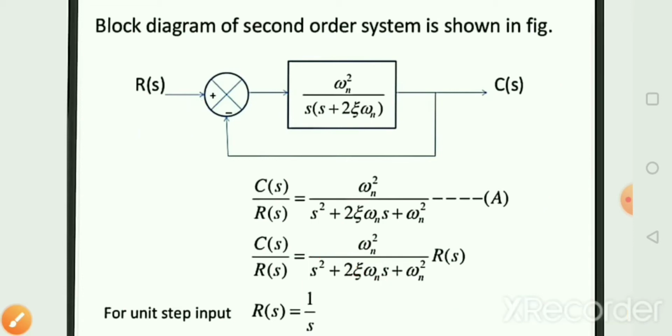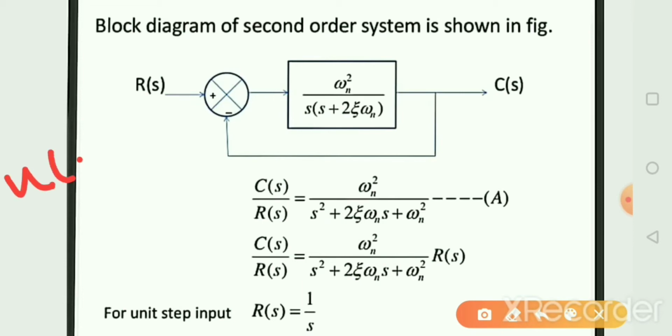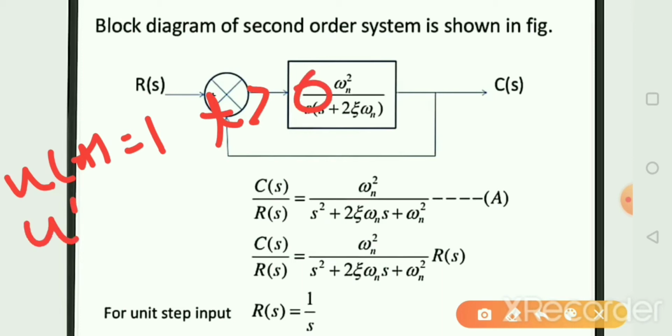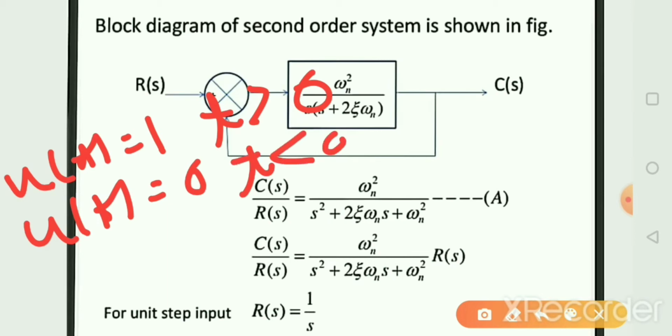Now we want to apply different inputs. At first we use the unit step input for the time response of the second order system. We know that in the unit step input, u(t) equals 1 for t greater than 0 and u(t) equals 0 for t less than 0. If we see the graph, it is this for the unit step input.